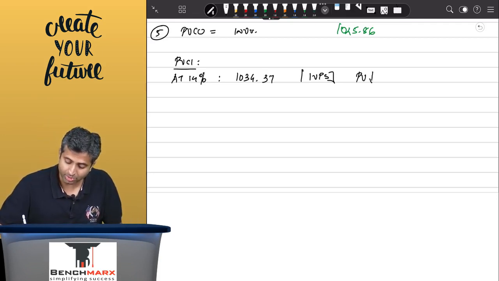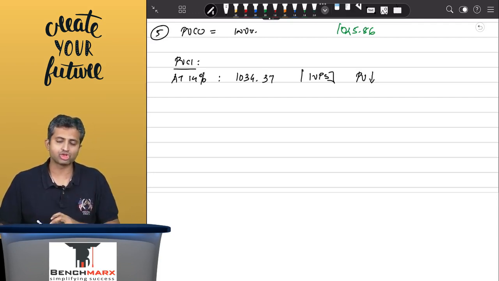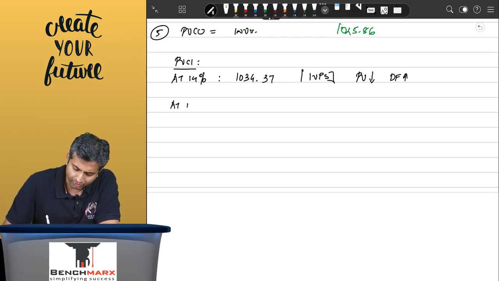Sir, I have to reduce the present value. If I have to reduce the present value, remember there is an opposite relationship between the present value and the discount factor. If I have to reduce the present value, well, I'll have to increase the discount factor. So from 14, where will I go? Let us say I go to 15%.